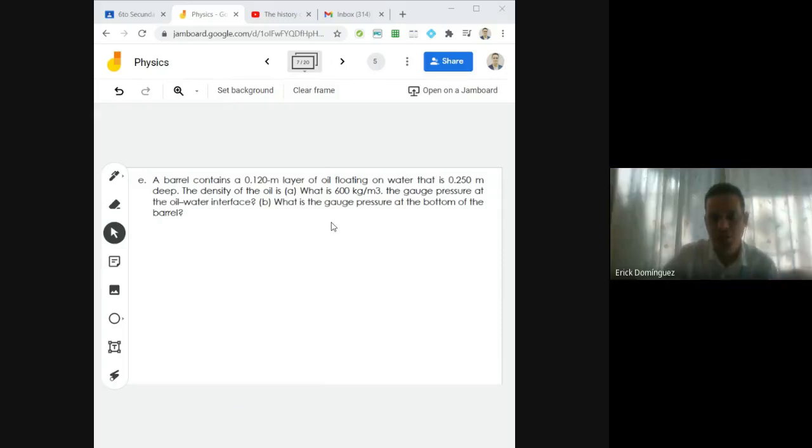Thank you so much. So you have two questions there, right? This exercise has a typo on it because it says the density of oil is, and that's where you should have the 600 kilograms per meter cubed. That number is supposed to be right there where it says the density of the oil is. And then the question is, what is the gauge pressure at the oil-water interface? And part B, what is the gauge pressure at the bottom of the barrel?